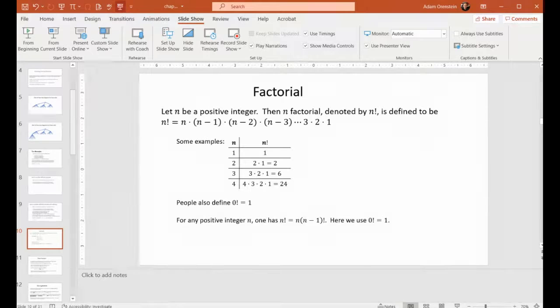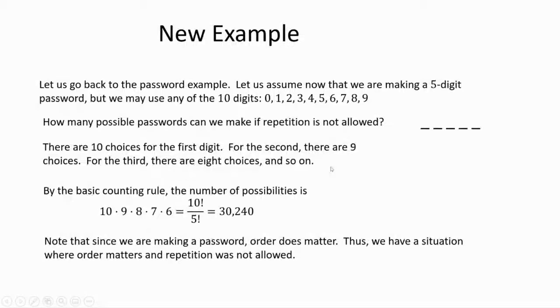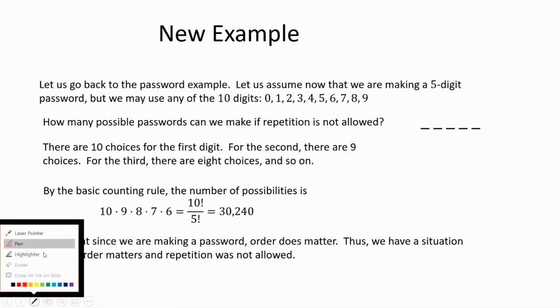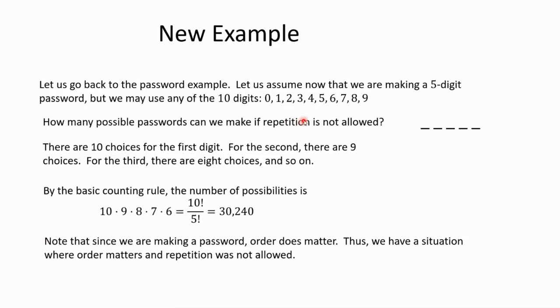All right, good. So that's factorial. And it does come up, as you'll see here, for instance, if we go back to our password example. Now we're going to make a 5-digit password, a password that's 5 digits long. But now, let's say any of these digits is a possibility. So we can use 10 possible digits. Now, how many possible passwords can we make if repetition is not allowed? So we're not allowing repetition.